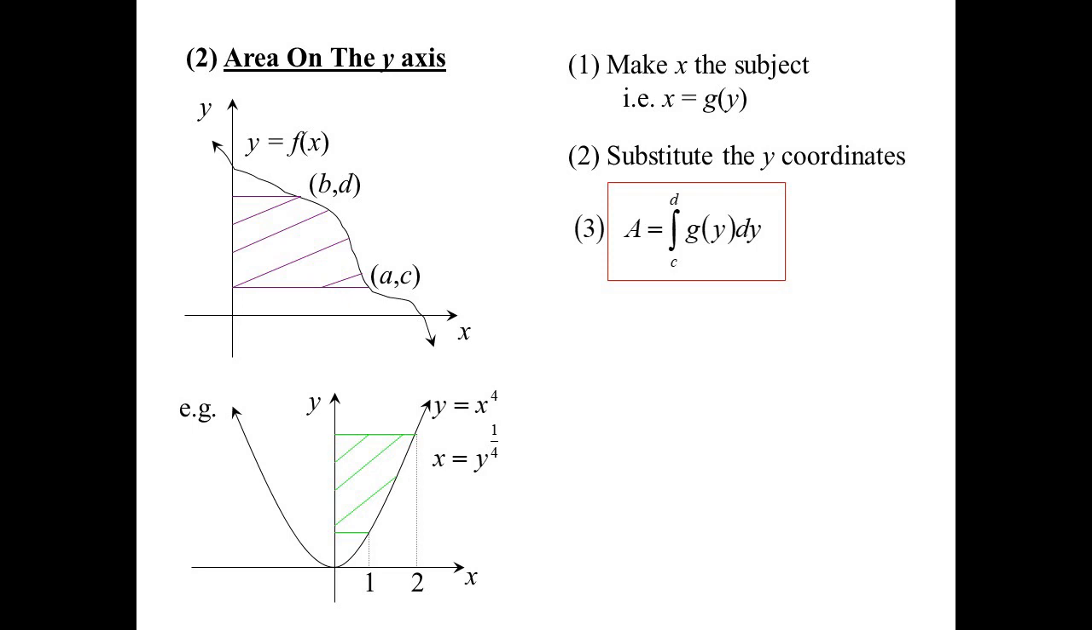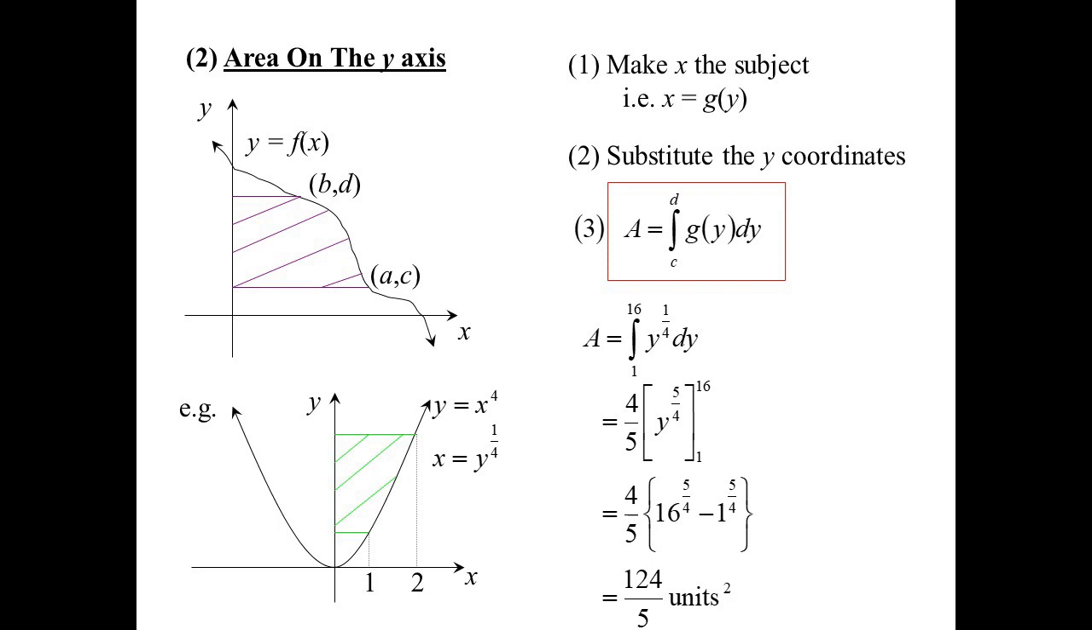I've rearranged the equation. I've made x the subject, so it's y to the power of a quarter that I'm going to be integrating. 1 and 16 would be the corresponding y values. Add 1 to the power over the power. So essentially it's exactly the same, but now it's just in terms of y instead of terms of x, but we get the value for the area.